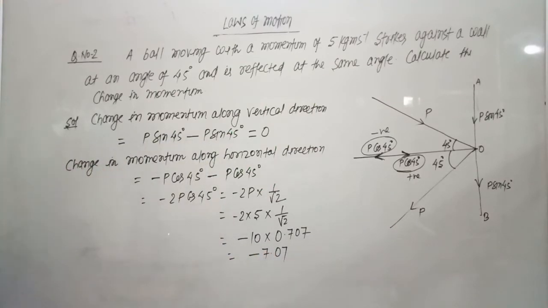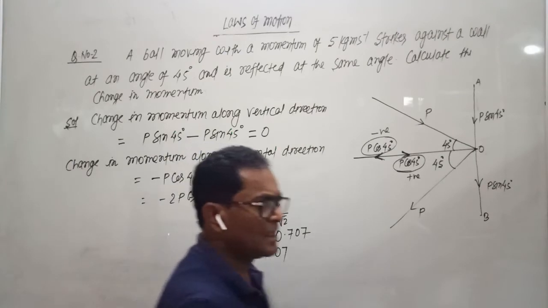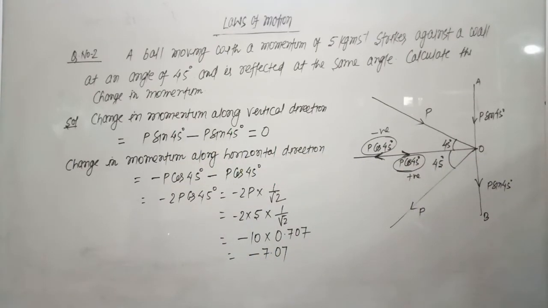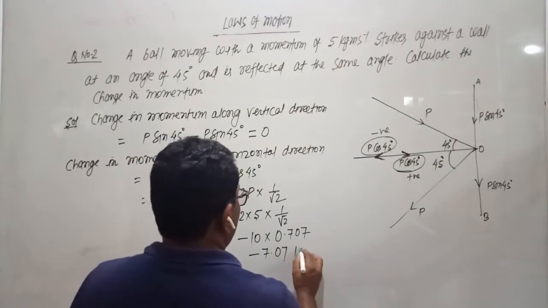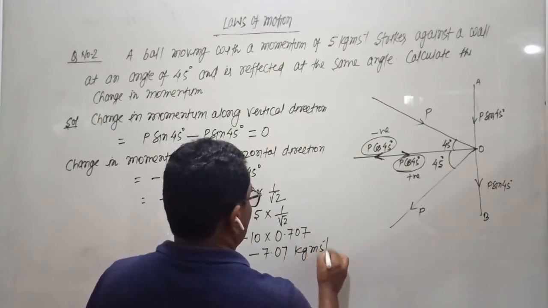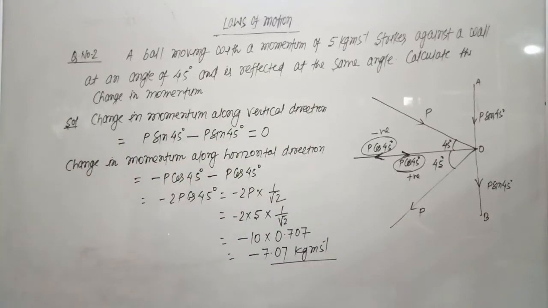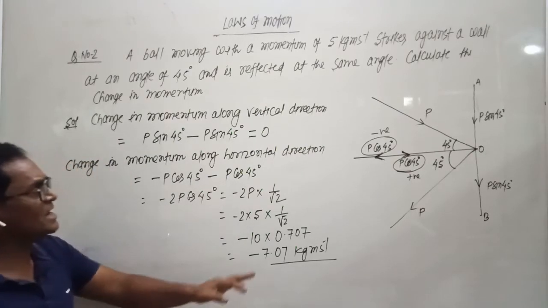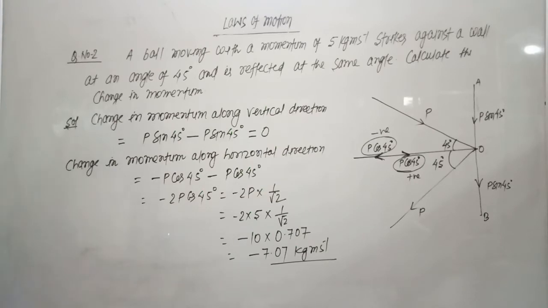Minus 7.07. This is the change in momentum along the horizontal direction, and its unit: momentum is equal to mass into velocity, and the unit of mass is kg and the unit of velocity is meter per second. So the change in momentum comes to be minus 7.07 kg meter per second. And in the vertical direction, the change in momentum is 0.